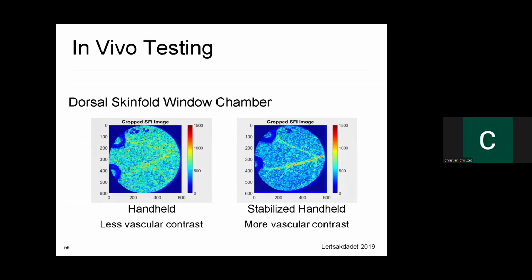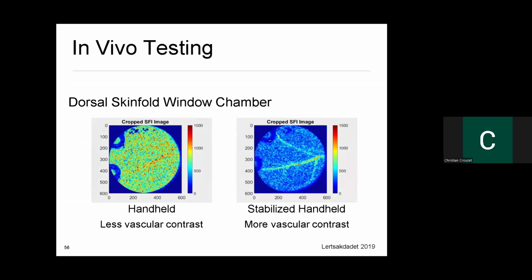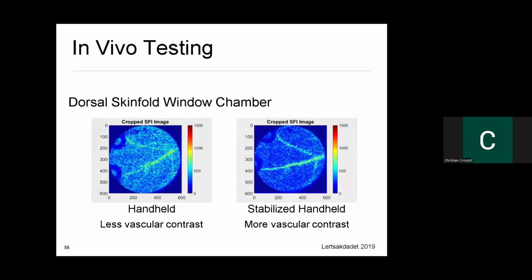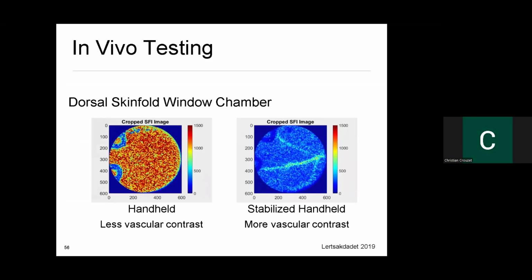And one of the key things in going through this video is that you do see a lot of motion still, but for the most part, the stabilizer is still able to resolve the vasculature from the background as you're going through time, where in the handheld, very, very few of the frames actually are able to kind of get that clean vasculature compared to the background.